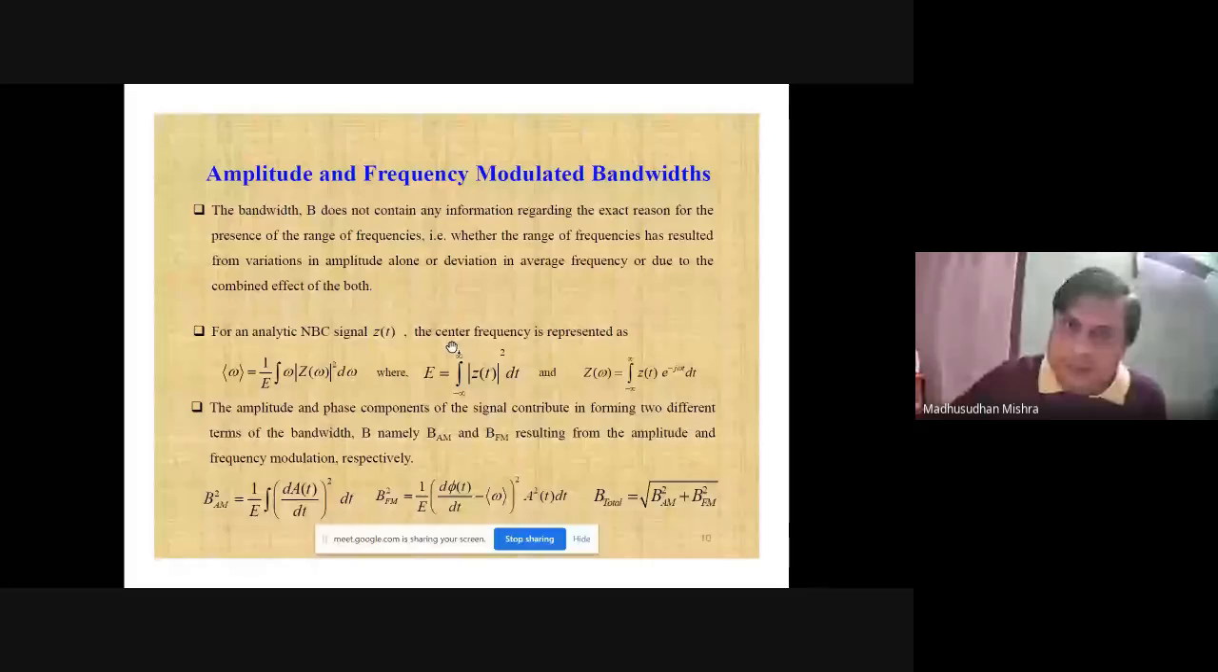So how do we calculate the amplitude modulated bandwidth of a non-stationary signal? First we decompose that signal using VMD, and then, for any analytical narrow band component signal Z of t, say it is one mode which has arisen from VMD.